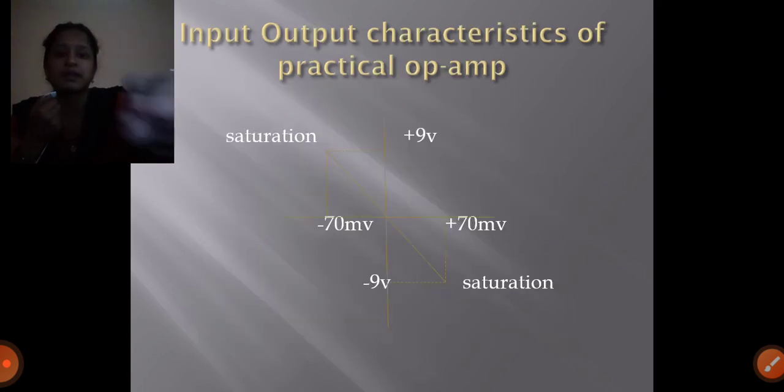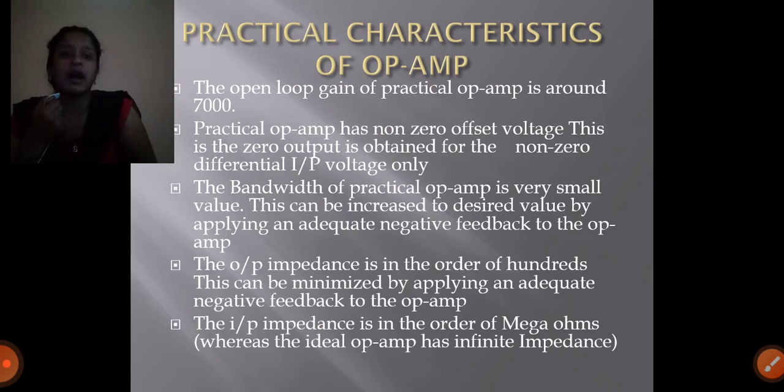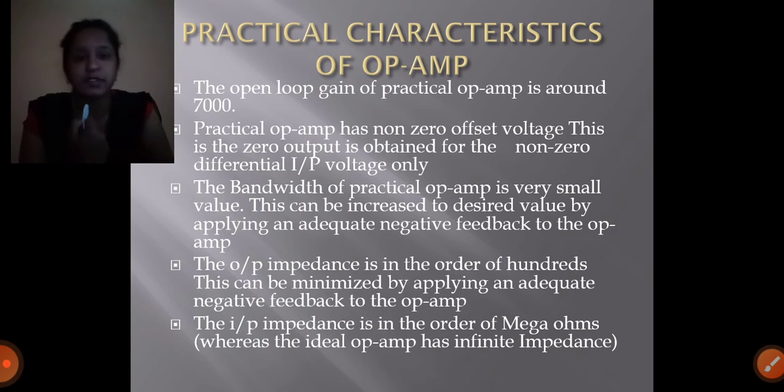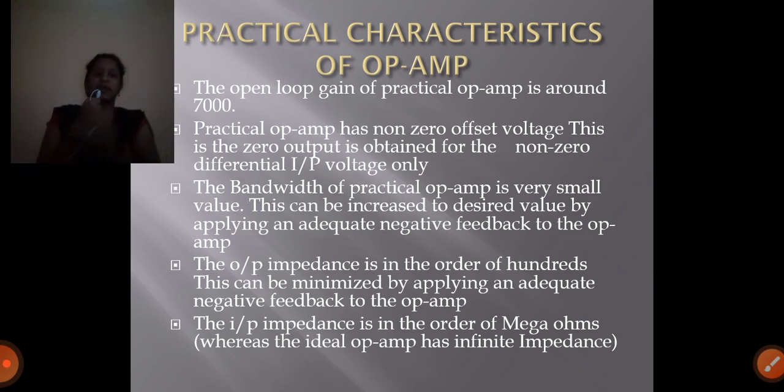Next, the practical characteristics of the operational amplifier. The open loop gain of a practical op amp is around 7000. Open loop gain, it is in your open loop and closed loop configuration. In the further classes you can study it. Before going to the characteristics, I am going to explain. Practically it is around 7000.